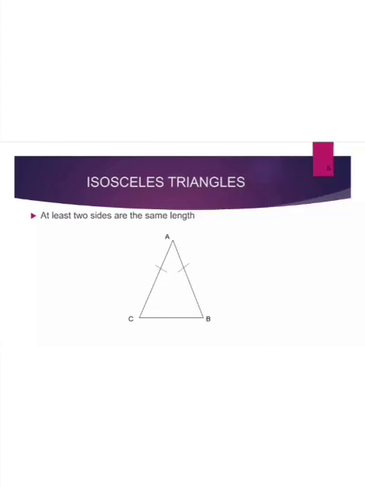Isosceles triangles. At least two sides are the same length, which means it should be the same length. AC and AB should be of the same length; that is known as an isosceles triangle. Let's move on to the next.